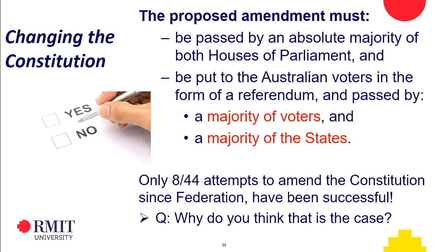But that can be challenging, because obviously some states have more population than others. So you might have a majority of states saying yes, but they might be the little states, and actually a majority of voters said no because the eastern coast has most of the population. So only 8 times have we seen this double majority being met.